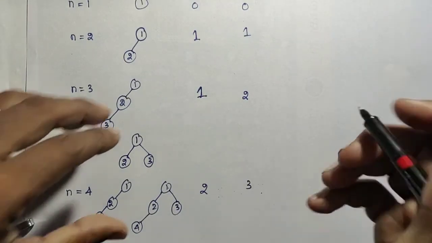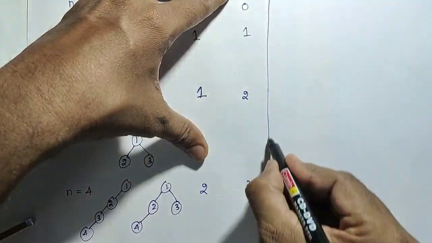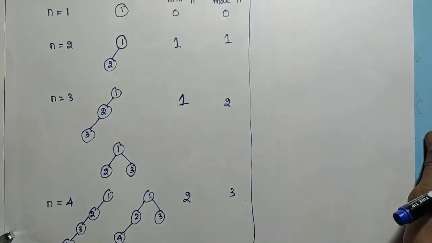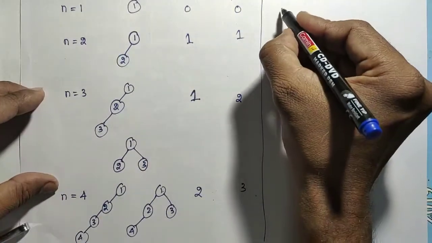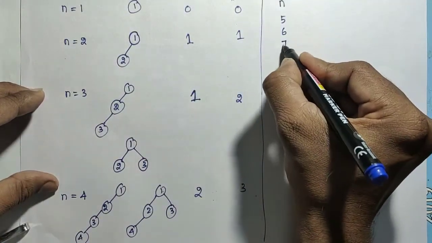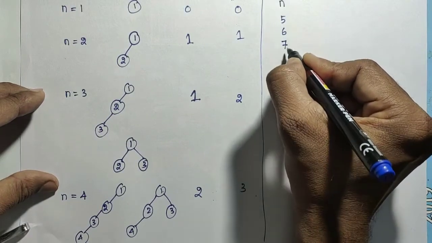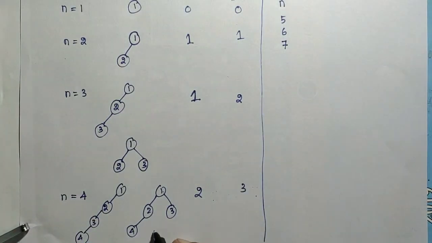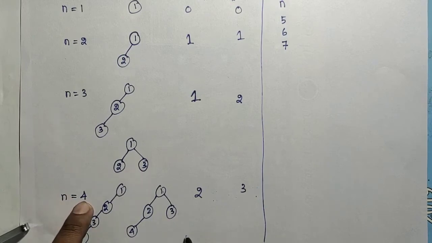Okay. Similarly, for n equal to 5, 6, 7, up to what? Fifth node I can add here, sixth node I can add here, seventh node I can add here. Up to 7 nodes I can add with what? With h equal to 2.